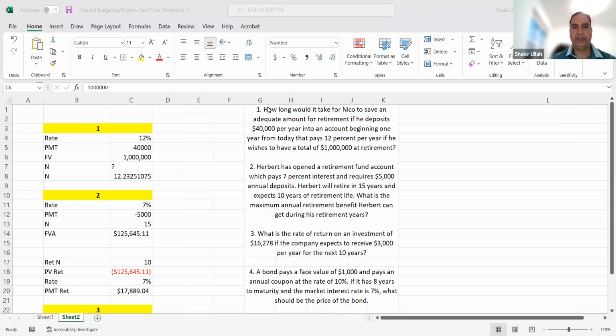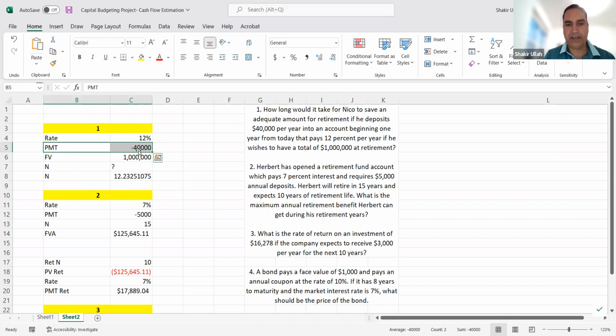All right. Okay. So here's this problem. How long would it take for Nico to save an adequate amount for retirement if he deposits 40,000 per year? So that 40,000 is the annual payment. There's the annuity payment, and we write that down over here as PMT is equal to minus 40,000. The reason I write it down minus is because we are paying it to the retirement plan. So that's a cash outflow. Beginning 1 year from now, that means it's an ordinary annuity, and it pays a 12% interest rate.